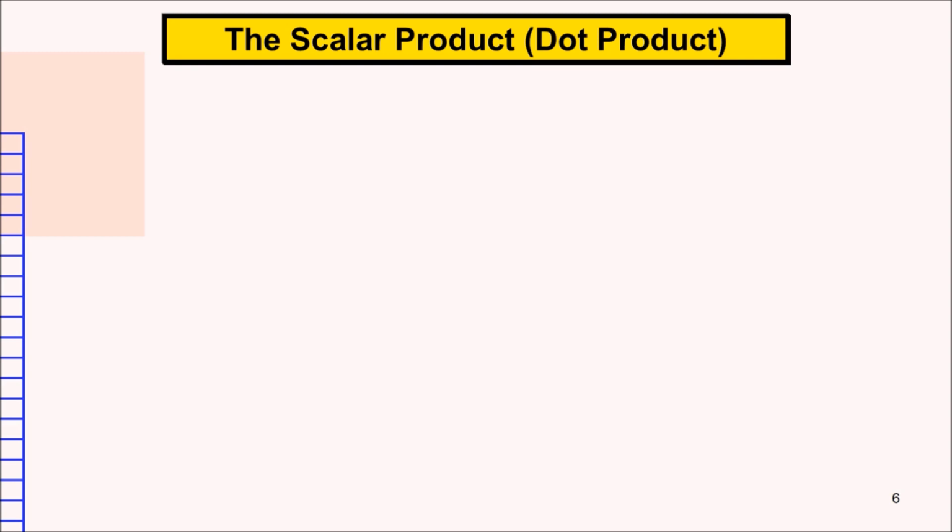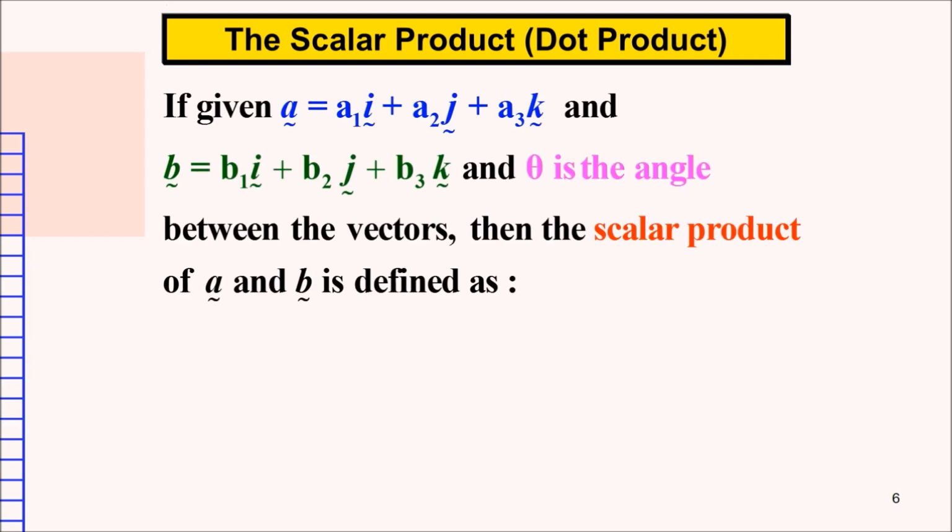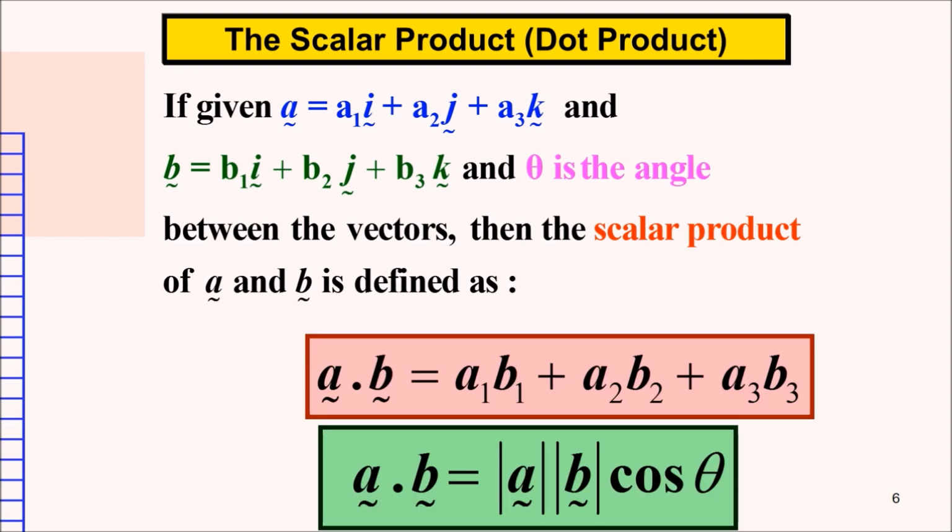The scalar product is also known as the dot product. Now, if we are given the vector A, namely A1i plus A2j plus A3k, and vector B, B1i plus B2j plus B3k, and theta is given as the angle between the two vectors, then the scalar product of vector A and vector B can be defined as such. Vector A dot vector B is equal to A1 times B1 plus A2 times B2 plus A3 times B3.